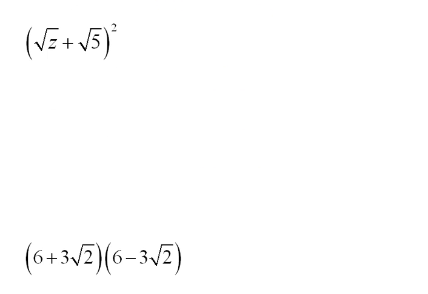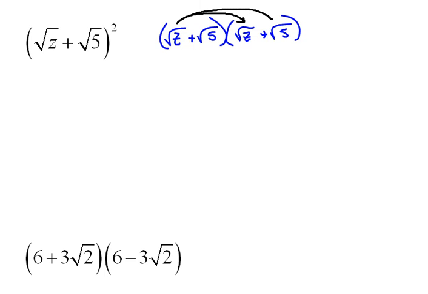Let's try another one. Here we have this one that says the square root of z plus the square root of 5 squared. So again, if we write this out and multiply it to itself, square root of z plus the square root of 5. We're going to distribute first. So distributing, the square root of z times the square root of z is the square root of z squared. Remember, you're just multiplying the radical parts, that's all. Square root of z times the square root of 5 would be the square root of 5z.